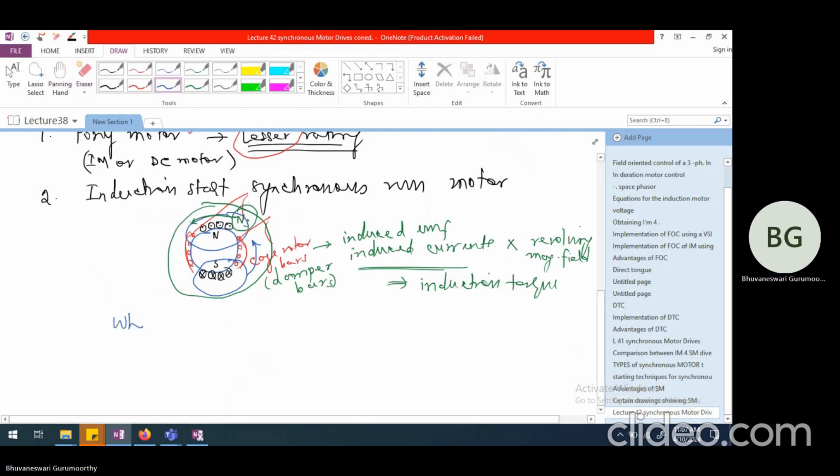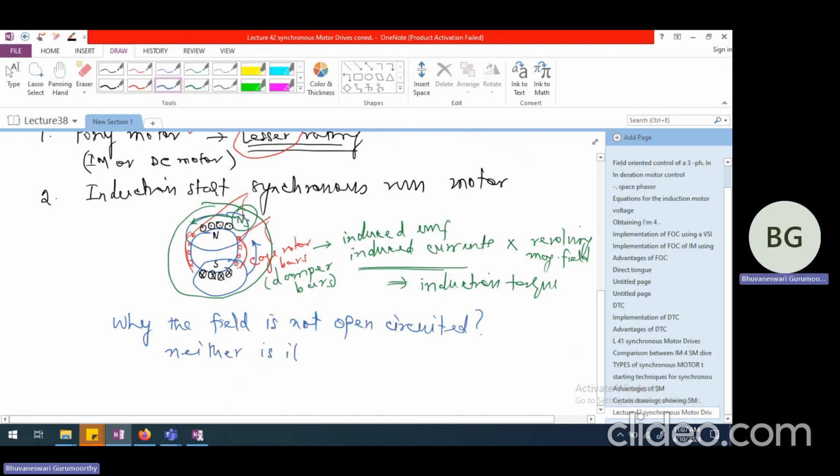Why is the field not open circuited, neither is it connected to DC supply during starting? So during starting, why are we doing this? Let me explain it a little bit.